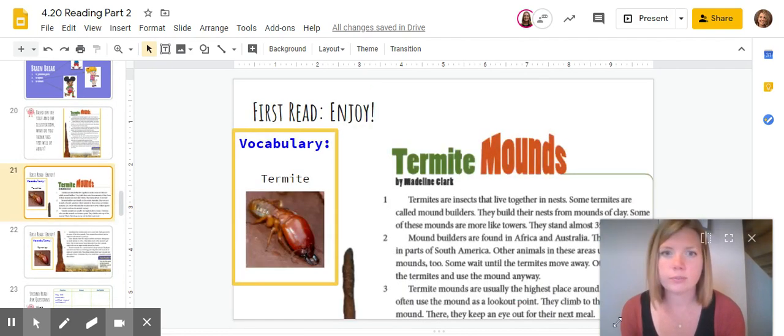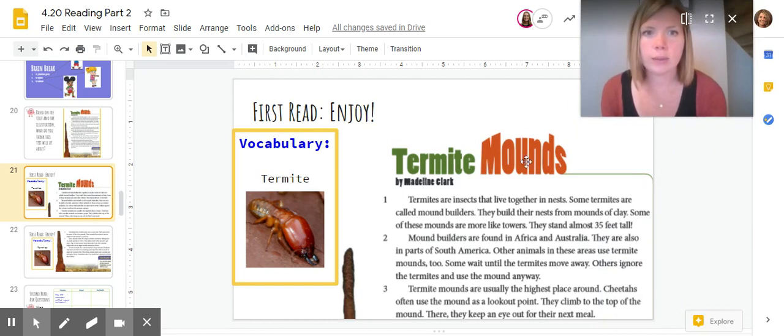All right, 3rd read says, Termite Mounds by Madeline Clark. Termites are insects that live together in nests. Some termites are called mound builders. They build their nests from mounds of clay. Some of these mounds are more like towers. They stand almost 35 feet tall. Mound builders are found in Africa and Australia. They are also in parts of South America. Other animals in these areas use termite mounds too. Some wait until the termites move away. Others ignore the termites and use the mound anyway.